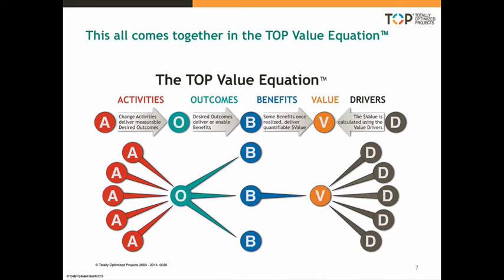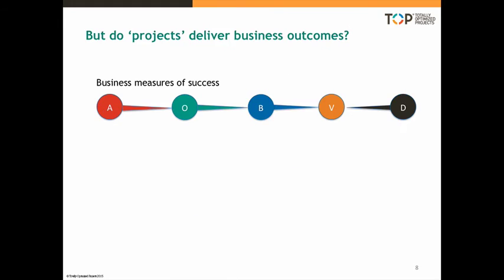This simple process also makes the project an integral part of value delivery, an integral part of achieving the new business value-based measures of success. Let's look at how that is achieved. So we have the business measures of success, the activities, the outcomes, the benefits, the value and the value drivers. What then happens once they have been defined and agreed, we take a subset of the outcomes for the project to deliver.